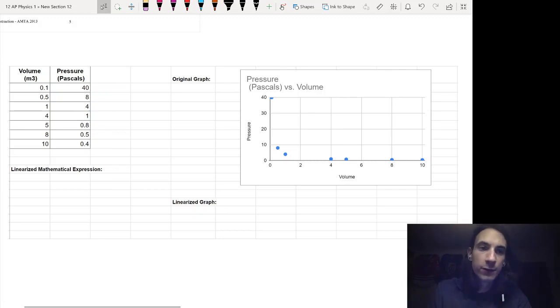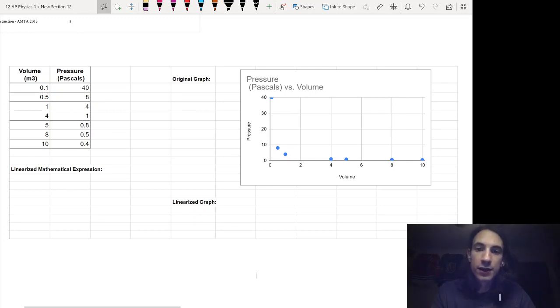Okay, so the very first one that we're going to look at is a graph of volume and pressure. So pressure versus volume. As we change our volume, how does the pressure correspondingly change? You guys may know this relationship from chemistry. You don't really have to know the relationship. This is just giving you some data that we can practice this idea on.